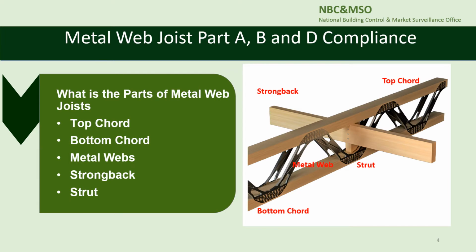So what are the parts of metal web joists? Top chord is the timber on the top, bottom chord is the timber on the bottom. Metal webs are metal fixings that are fixed to the top and bottom chord. Strongback is provided to minimize damping, reducing vibration and deflection of the floors. And the strut, vertical timber member between the top and bottom chord.